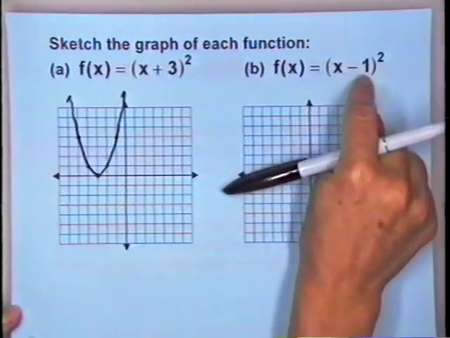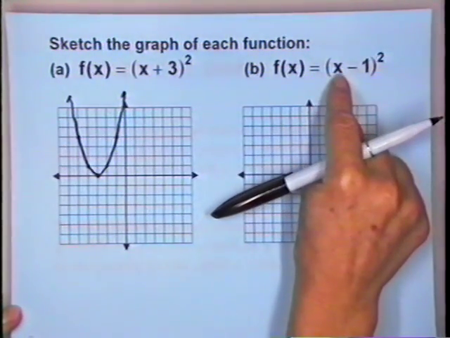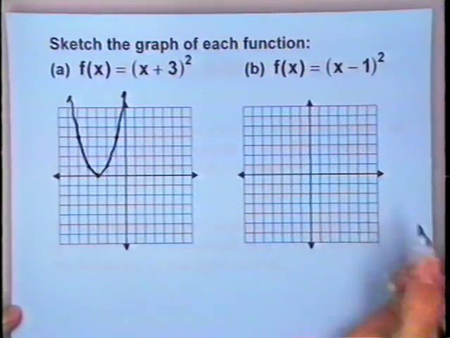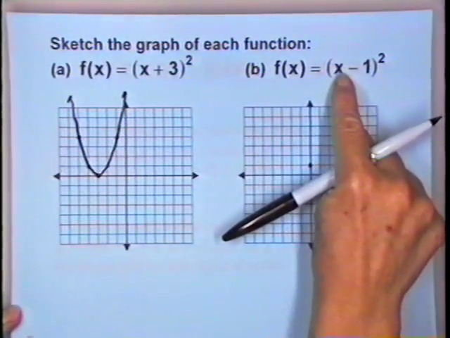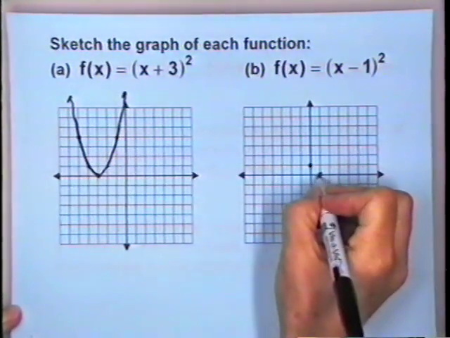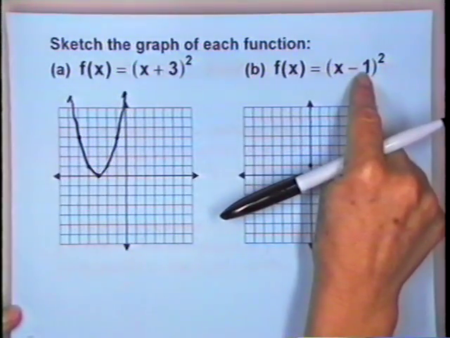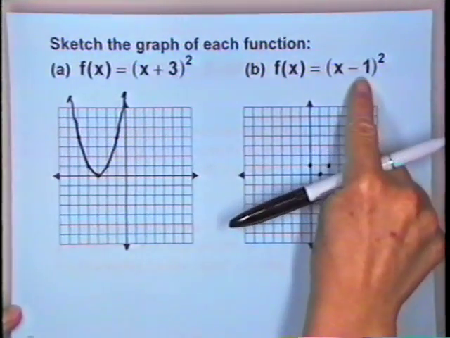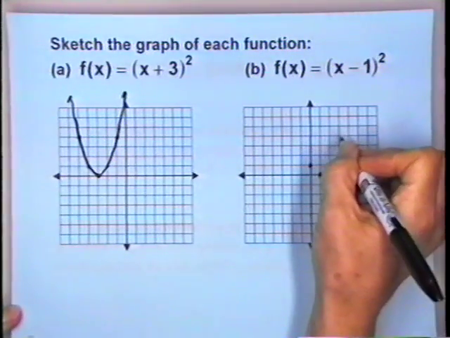Notice again, we have something happening to x before we square. Notice here, whenever x is 0, 0 minus 1 is negative 1. When I square negative 1, I get 1. So 0 gives me 1. Whenever x is 1, 1 minus 1 is 0. When I square 0, I get 0. So 1 gives me 0. Whenever x is 2, 2 minus 1 is 1. When I square 1, I get 1. So 2 gives me 1. 3 minus 1 is 2. 2 squared is 4. So whenever x is 3, I'm getting 4.